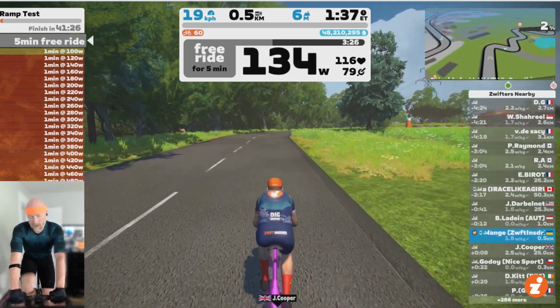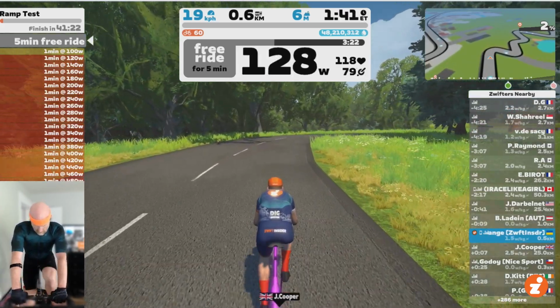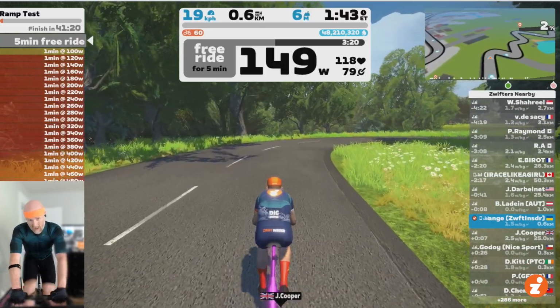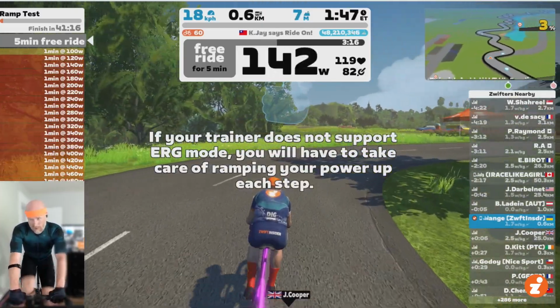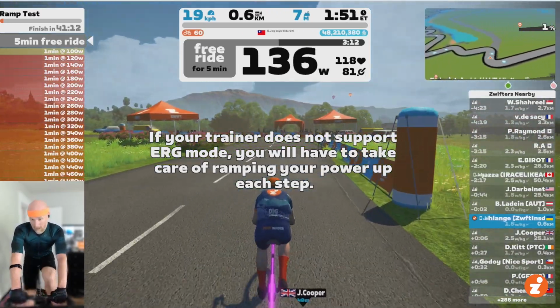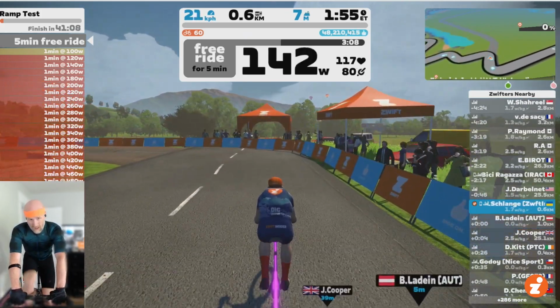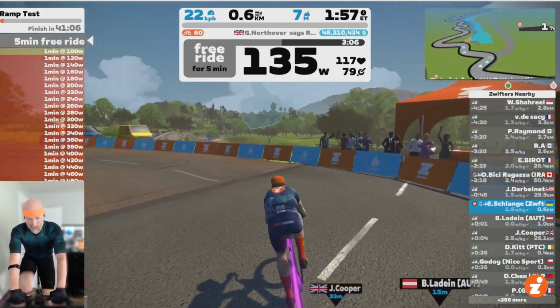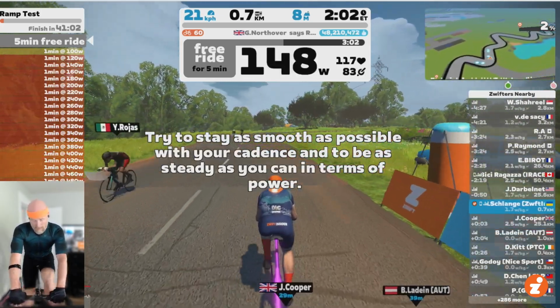So the way the ramp FTP test works here is it just ratchets up the power. Every minute, it bumps the power up by 20 watts. And you just stay seated and ride until you can't turn the pedals anymore.